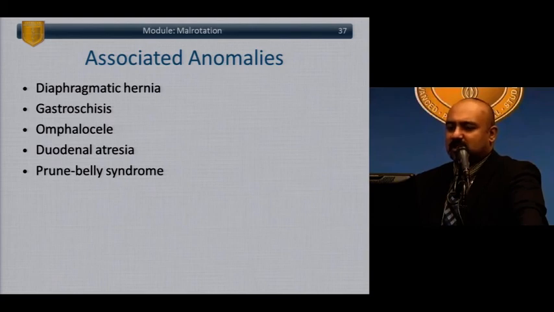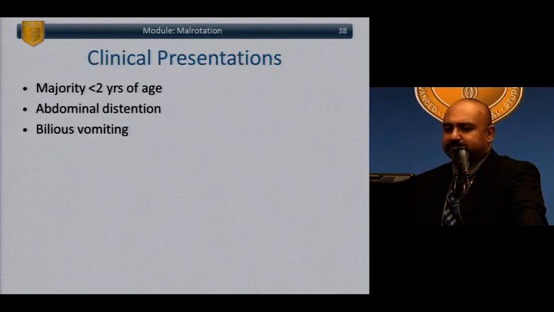Duodenal atresias are the next association that you can see with malrotation. That's why it's important when you see a kid with a duodenal atresia, you're pretty sure it's duodenal atresia, that you're not sitting on a malrotation.